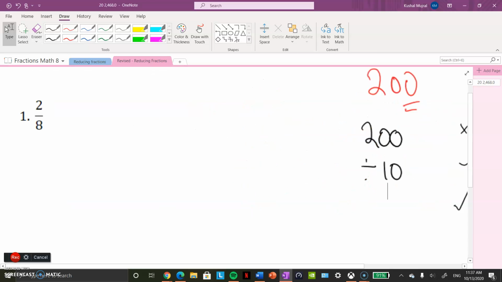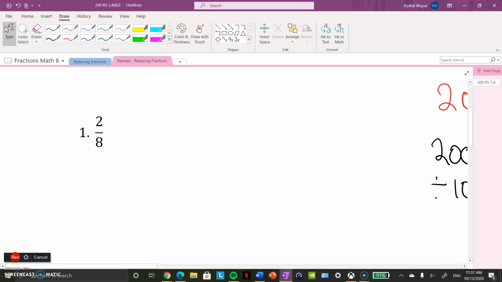So now let's look at these questions. 2 over 8. So we want to find a number that goes into both of these. So let's look at, does 2 go into 2? Yes, it does. And does 2 go into 8? Yes, it does. There isn't really much work that we need to show here because 2 over 8 is such a simple question, so we could just divide the top and the bottom by 2, and it's 1 over 4. So whatever you do to the top, you also have to do to the bottom so that you don't change the fraction. Okay, so 1 over 4.